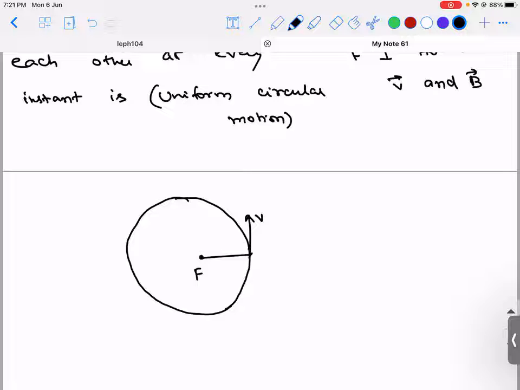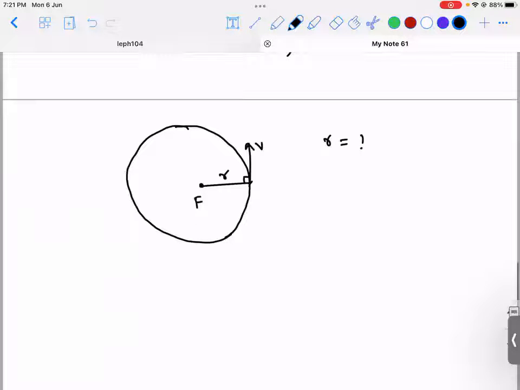Right? When they're always perpendicular to each other, then what is going to be the radius of the circular path that the particle is going to take? R will be equal to what is what we need to find. Okay, for that, what we will do is, force acting towards the center is what?